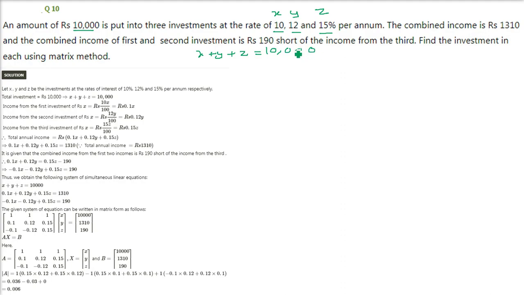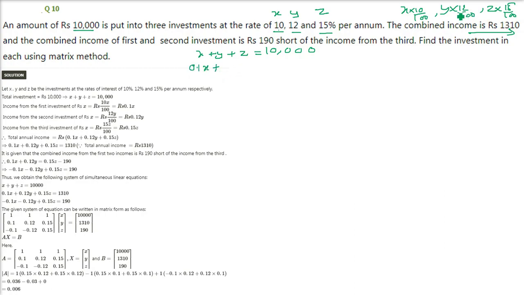And now the second equation. The combined income is rupees 1310, and the combined income of the first and second investment is rupees 190 short of the income from the third. So the combined income is what? 10% of X plus Y at 12%, and Z at 15%. All these combined will give you the income of 1310.